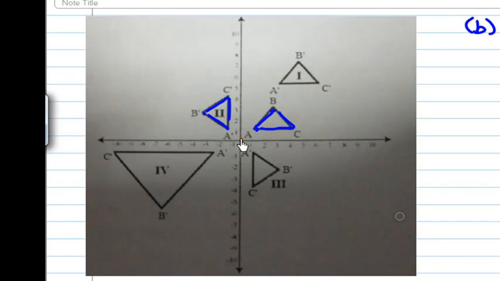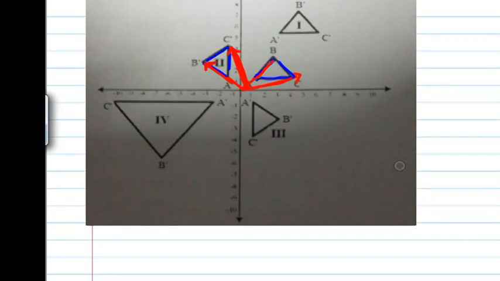This A to A prime, you notice I actually rotate 90 degrees. Same thing, B to B prime, rotate 90 degrees. C to C prime, also a rotation of 90 degrees. So notice that image 2 is obtained by rotating triangle ABC 90 degrees anti-clockwise.